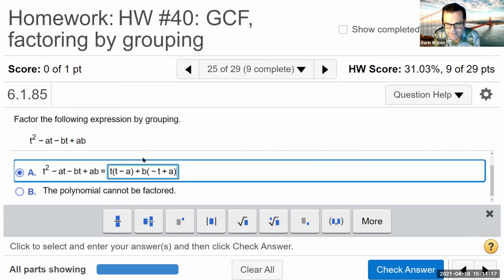So if I had factored out a minus b instead of a plus b, or if I recognize that I can just factor out a negative, that will change minus t plus a to t minus a. And now I do have that common factor of t minus a. So t minus a times t minus b. And that's the factorization.